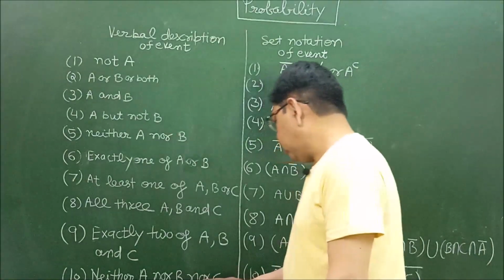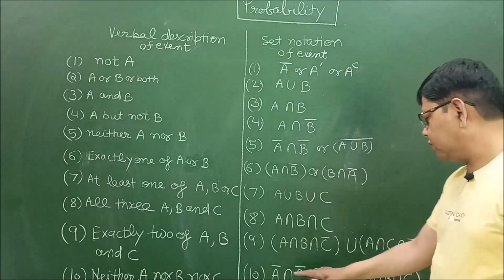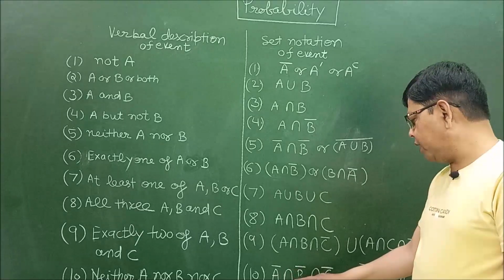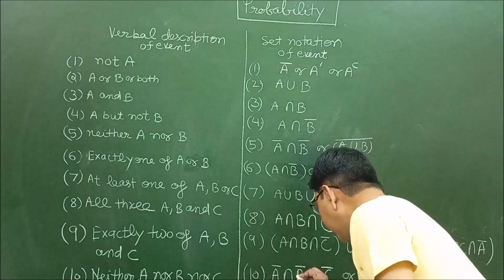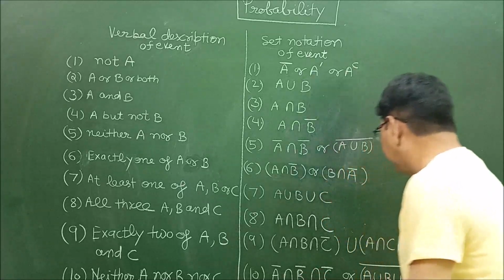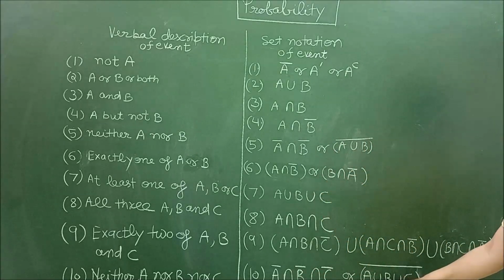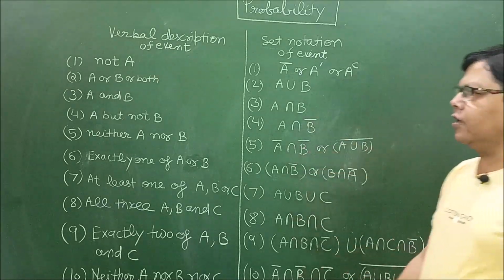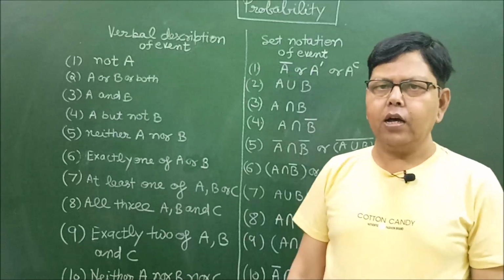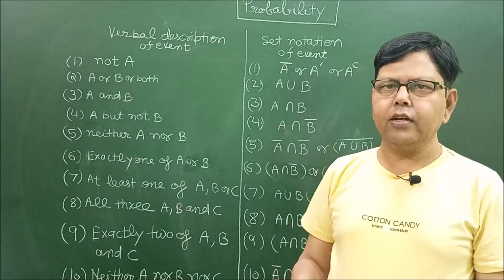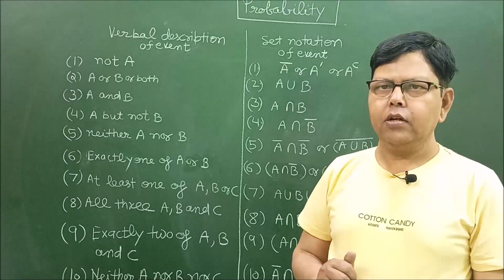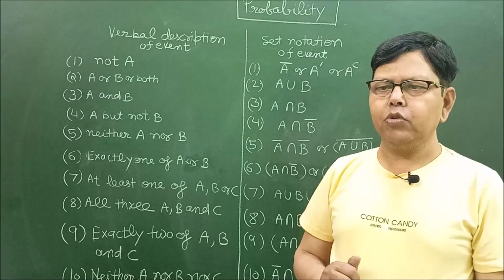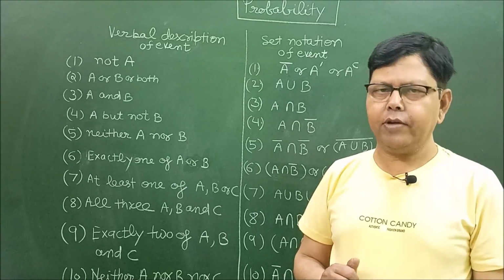And neither A nor B nor C, that is A complement intersection B complement intersection C complement. By De Morgan's law, it is also equal to A union B union C whole complement. So in this way we can represent events using set notation. After this I will discuss mutually exclusive and exhaustive events.